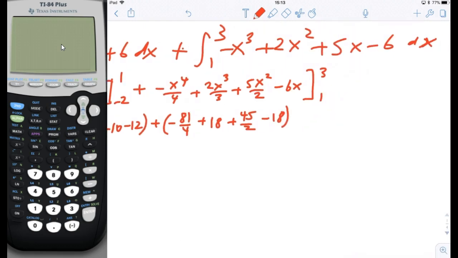And then finally I'm going to have minus, and then I'm going to put 1 in for each one of these expressions here. So it would be -1/4 plus 2/3 plus 5/2 minus 6. Okay.